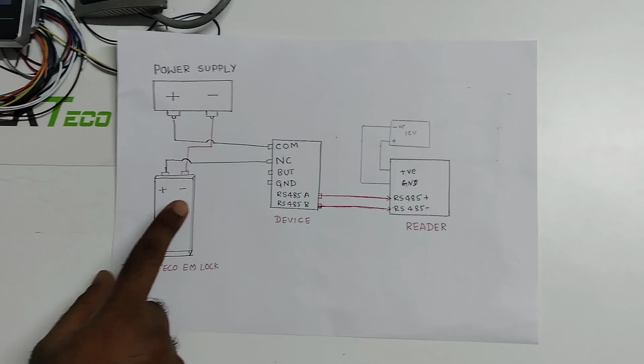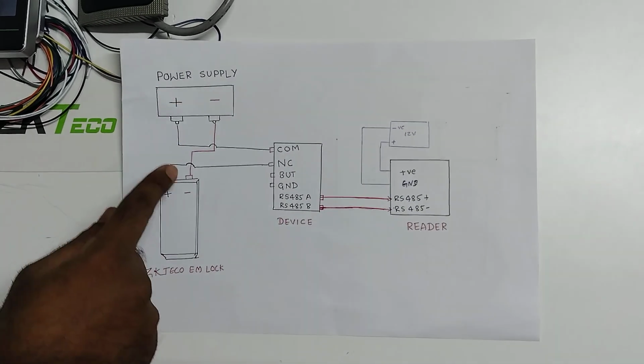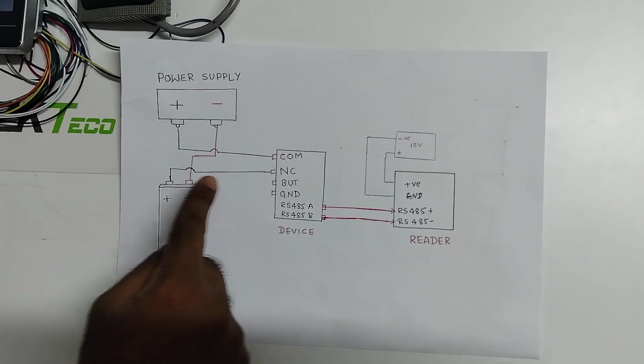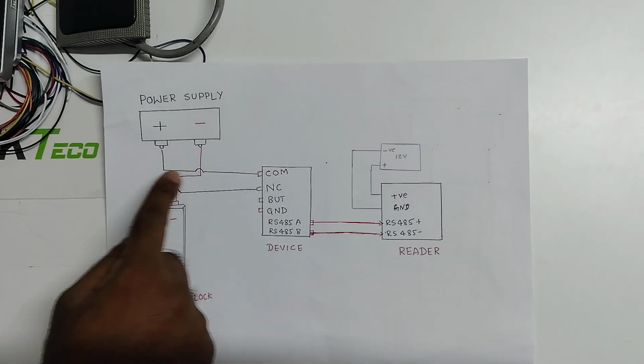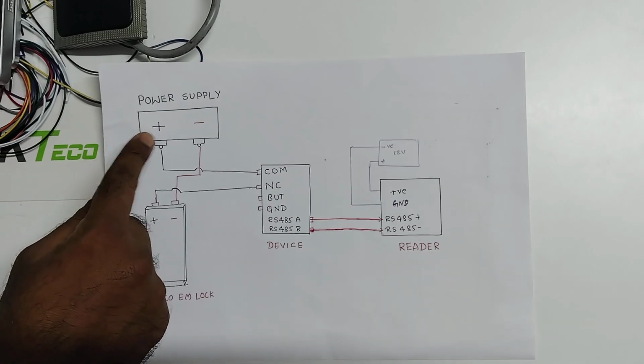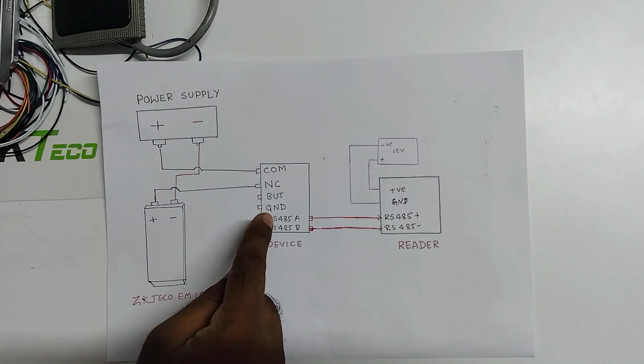From the ZKTeco EM-Lock, negative should be connected to the 12 volt power supply negative and positive should be connected with the mini AC device NC. And from the mini AC device, COM should be connected with the 12 volt power supply positive. This is how we will connect the ZKTeco EM-Lock with the mini AC device.